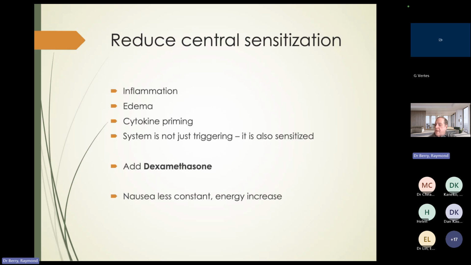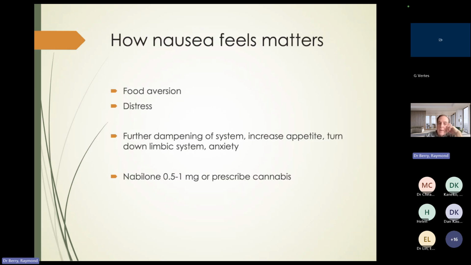Once the pathways are turned on, they tend to stay on. This is something you may have run into if you're aware of some of the physiology around chronic pain. You have to kind of turn off those pathways that have been locked on by constant priming. So dexamethasone would be very good to add at this point to just decrease that whole central sensitization and inflammation that's going on.